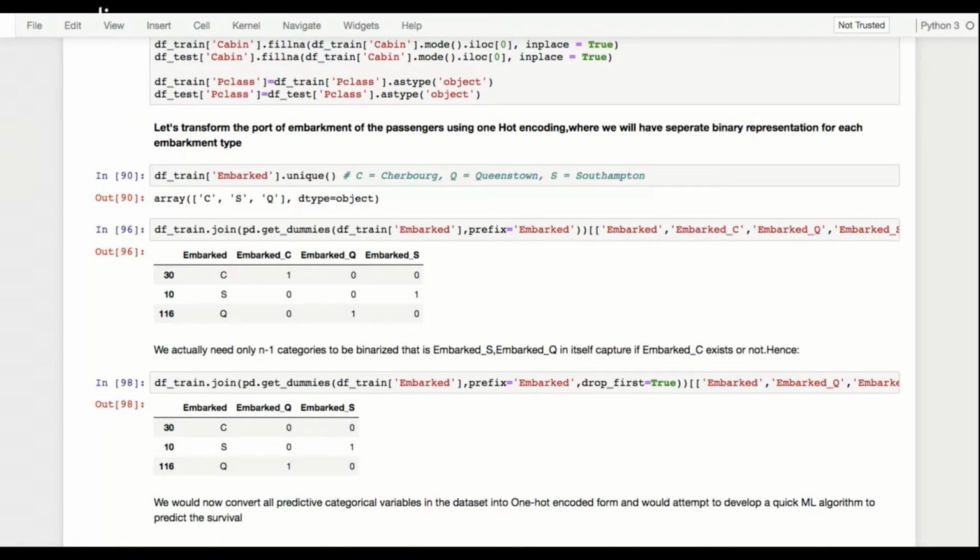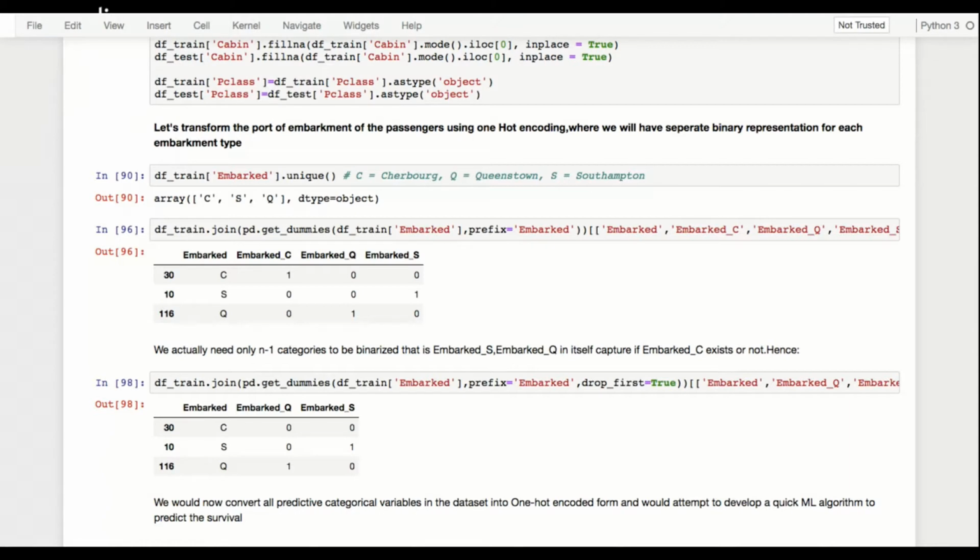So what you have to do in this is essentially you take a particular variable. Let's take an example of port of embarkation, same Titanic survival data set. The port of embarkation takes 3 categories: C, S, and Q. So a passenger can have port of embarkation as C, S, or Q. So in one-hot encoding, what you do is, if there are n categories, you either use n variables or n-1 variables to transform them into numeric form.